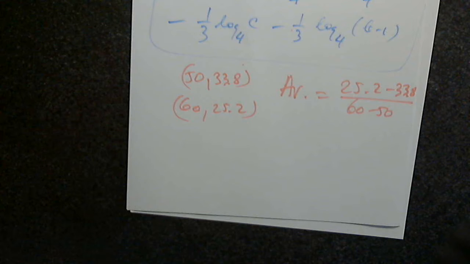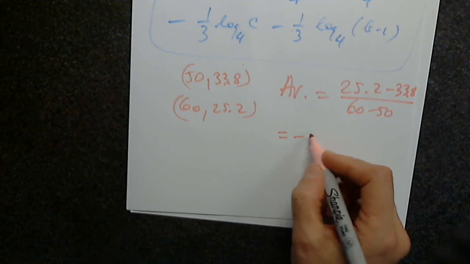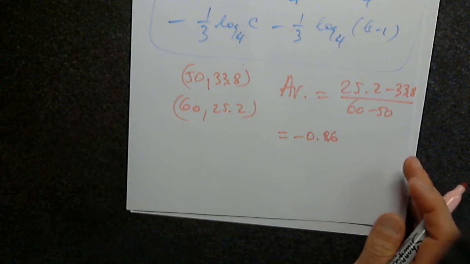So it's negative 8.6 over 10. Yes, but it says type an integer or a decimal is good. So what is the answer? Negative 0.86. Negative 0.86. Measurement unit.